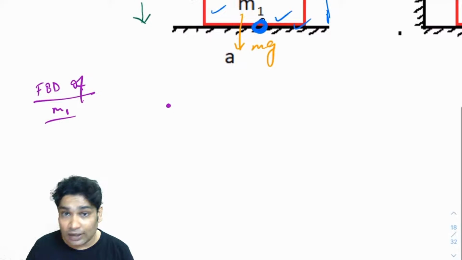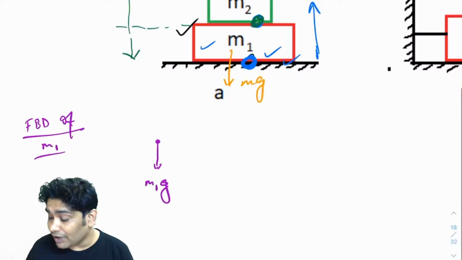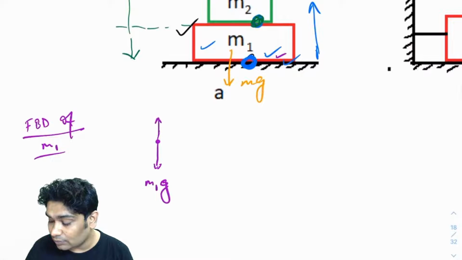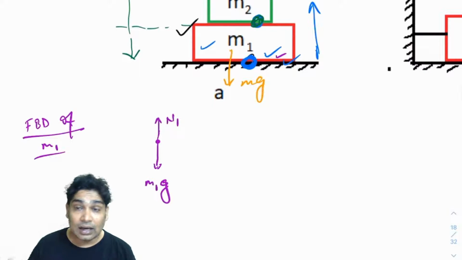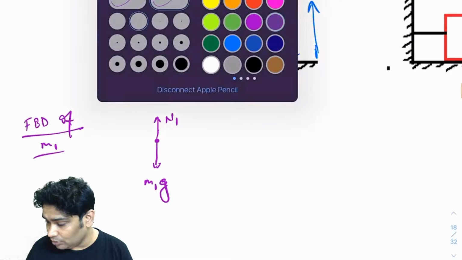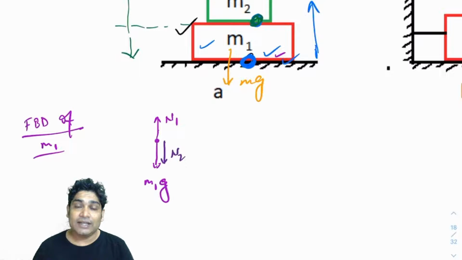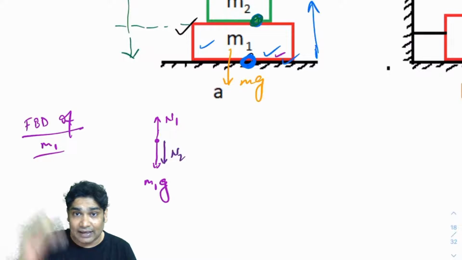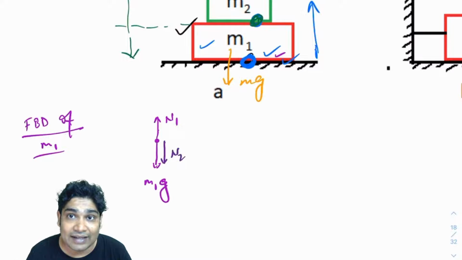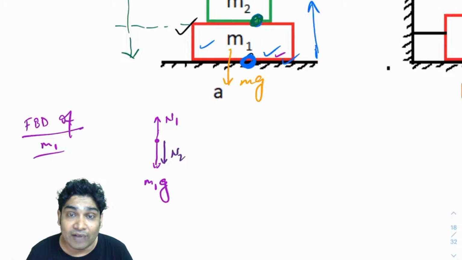M1 would look like a point mass and it would have a force of gravity, which is M1g. Then a normal reaction from the ground, let's call that N1, and then another normal reaction downwards due to the upper contact, N2. So this is the FBD of M1. It has N1 acting upwards, which is the normal reaction between the ground and M1. Then it has N2 acting downwards, the normal reaction due to the contact of M1 and M2. And finally it has the force of gravity, mg.